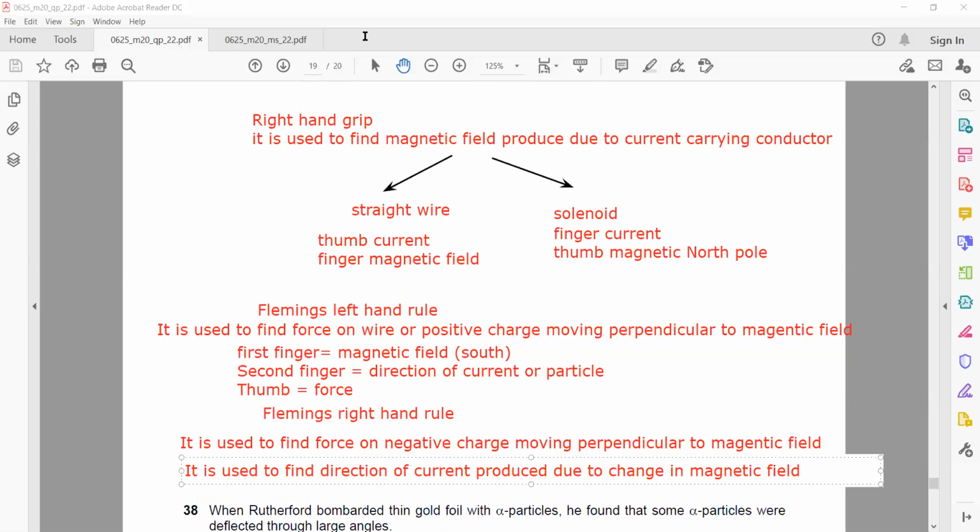So these are the rules which you have to keep in mind for magnetism and electricity: the right hand grip rule, Fleming's left hand rule and Fleming's right hand rule. And then according to this right hand rule, the first finger represents the magnetic field, the second represents the direction of induced current, and the thumb is the movement of the wire or the force.